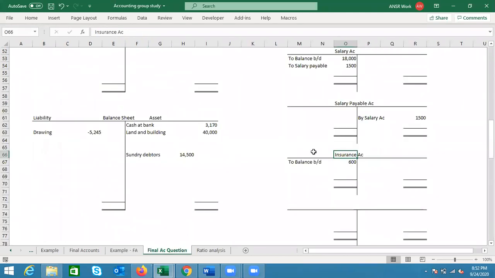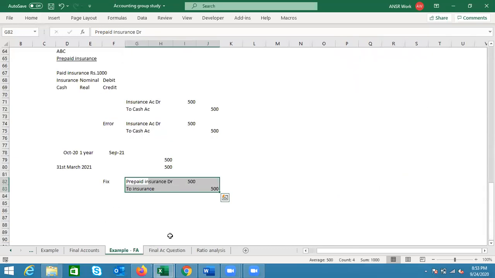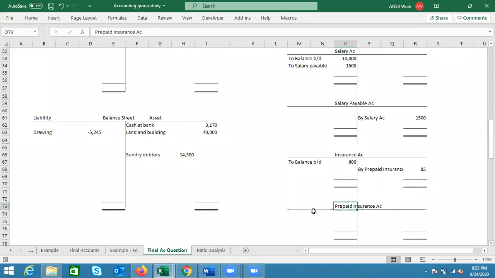This entry will be posted in the insurance account. Which side? Debit side or credit side? The entry is prepaid insurance debit to insurance. Credit side. Perfect. And the particulars will be? By prepaid insurance, right? And the amount is 85 only, right? Now we will also prepare a ledger called prepaid insurance. This entry will be posted on the debit side or credit side of prepaid insurance? Debit side. Perfect. And the amount is 85 only.